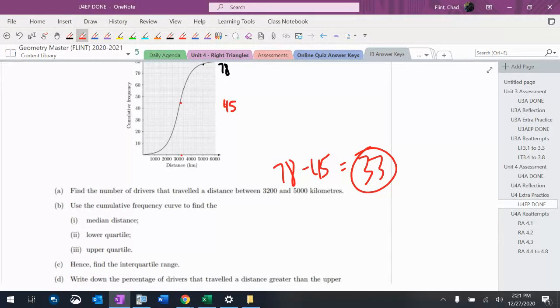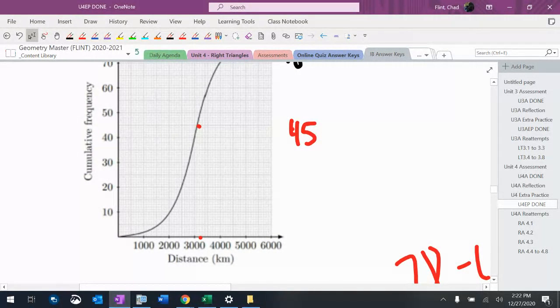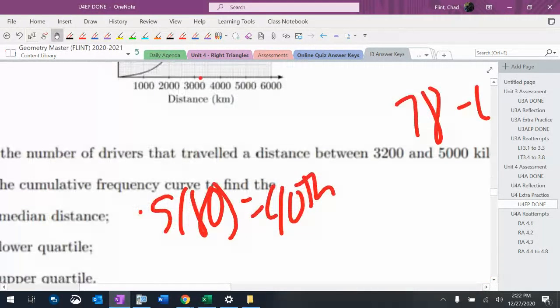Use the cumulative frequency curve to find the median. All right, so that's 0.5 times 80, which is the 40th one. All right, so 40 looks to me like it's right at 3,000.